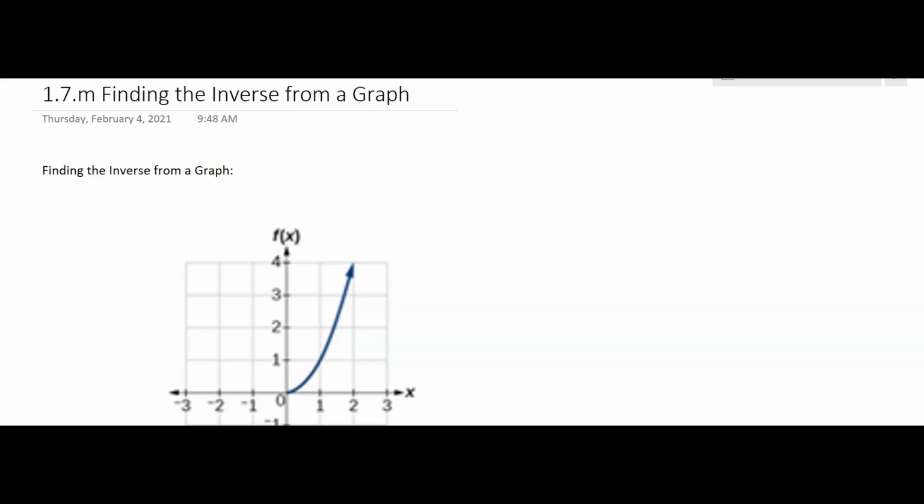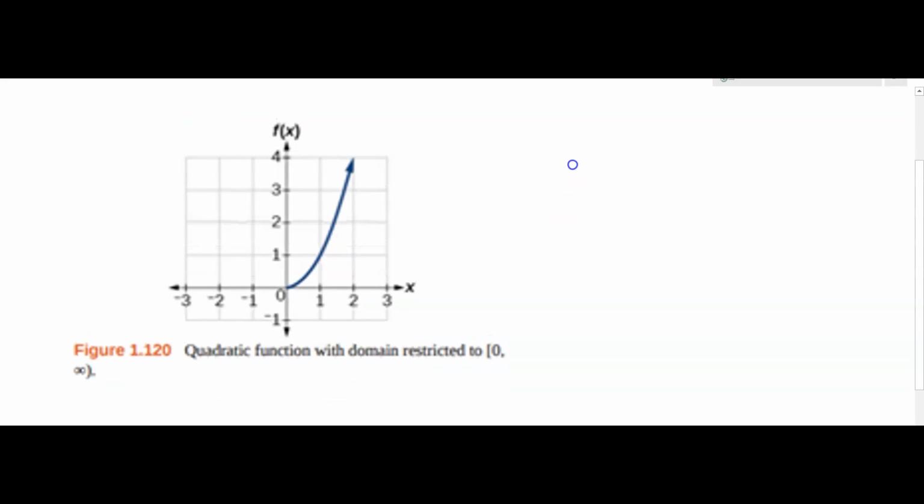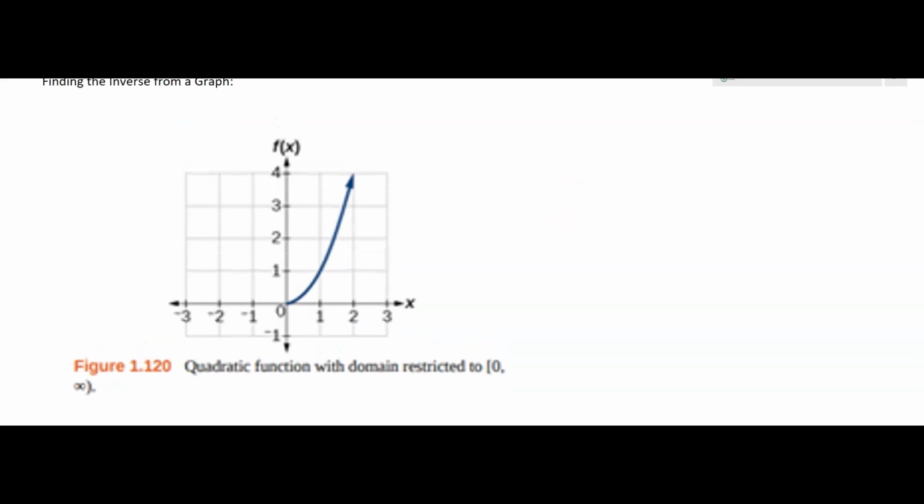So now we're going to look at finding an inverse from a graph. We're going to be graphing that inverse. And an interesting thing will happen. Okay, so here you see a quadratic function, but it's restricted, right? From 0 to infinity, okay?